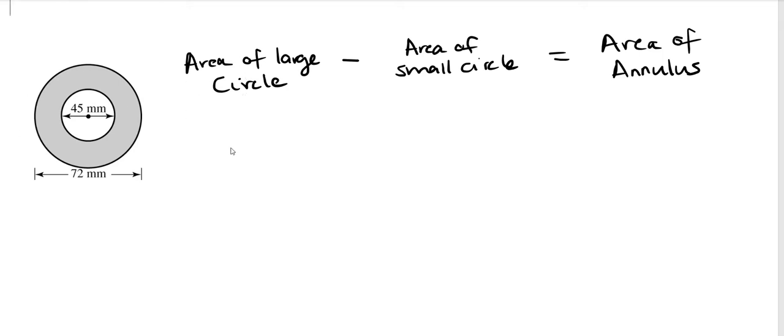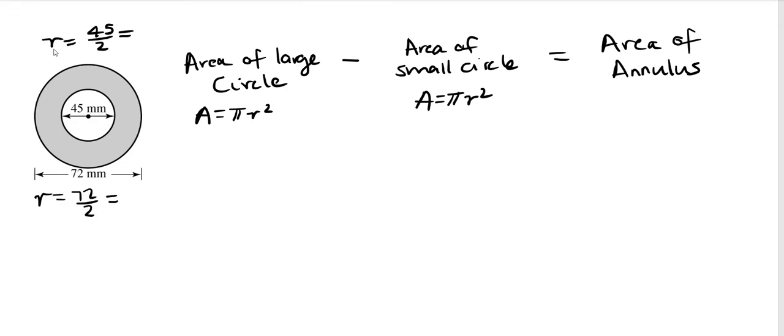So let's focus on the area of the large circle. When it comes to finding the area of a circle, the formula is pi r squared. We need the radius. Same with the area of the small circle, I'll be using the same formula, pi r squared. Now, I need to make sure I have the radius. I can see the 72 for my large circle, that is the diameter. And the diameter for the small circle is 45. So I need to make sure I halve these to get the radius.